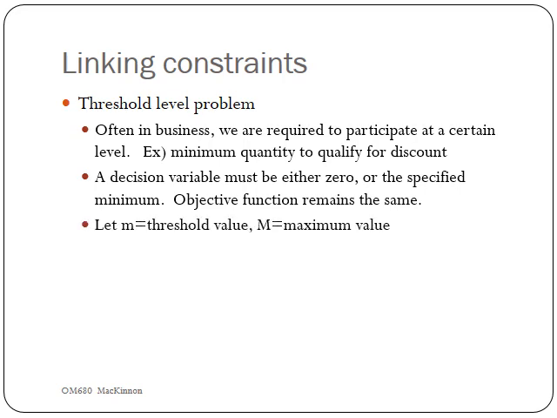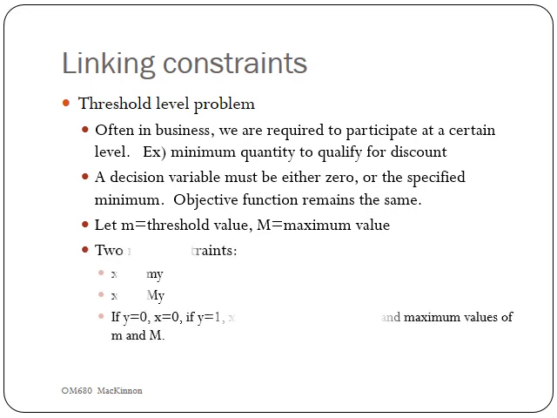So, let's let small m equal the threshold value, large M equal the maximum value like we've been looking at. And so we have two new constraints. X has got to be greater than or equal to m times y, lowercase m times y. In other words, if y is 1, then we have to participate at level m, small m.